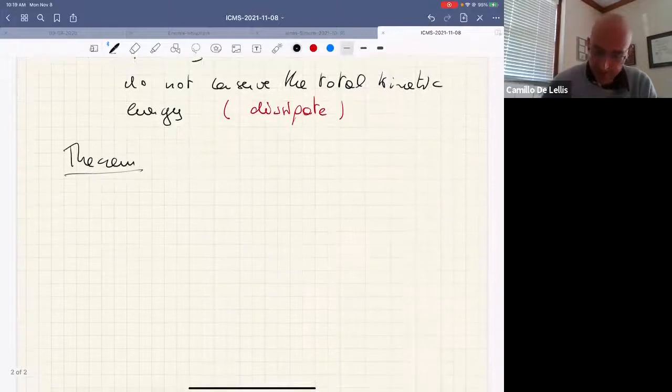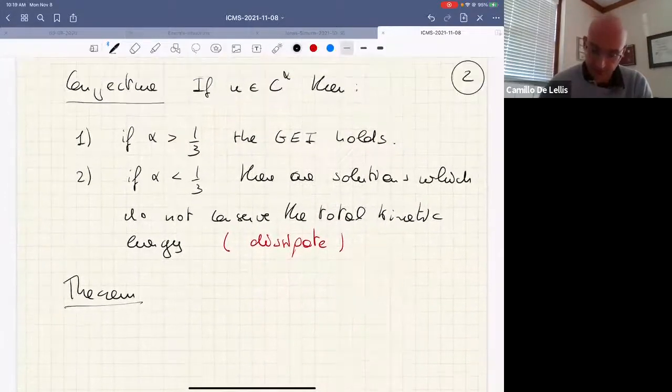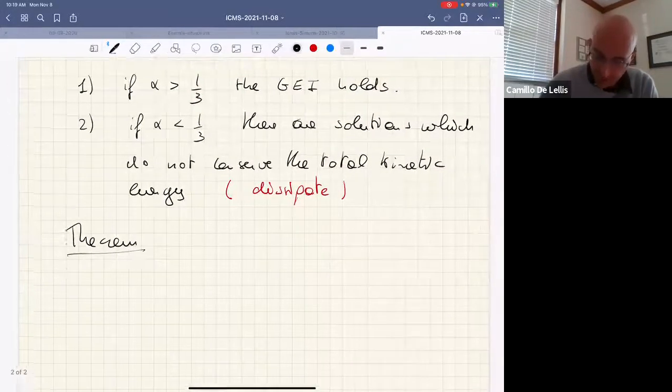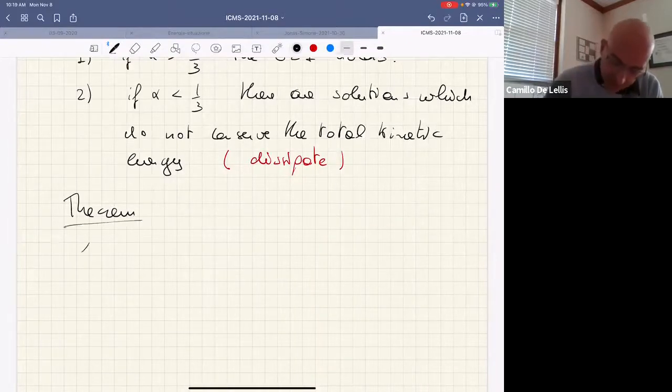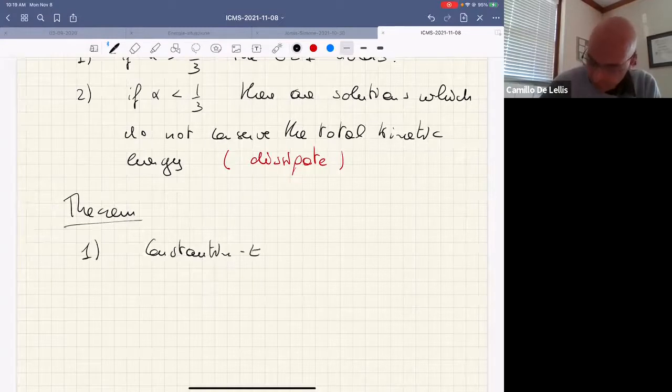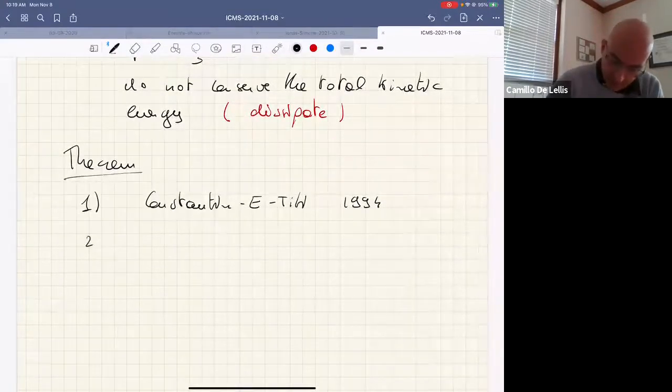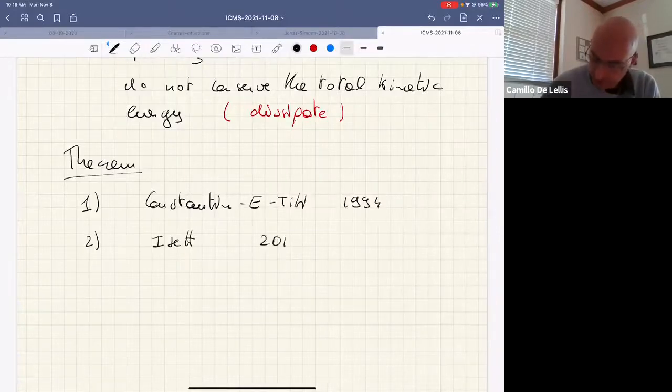Okay, so this is actually a theorem. So the Sagar conjecture now could be actually called a theorem. So first of all, part one. Okay, so let me maybe write it over here. Part one was proved by Constantin, E and Titi in the 90s, I think actually this was like 1994. And part two has been proved by Phil Isett in 2017.